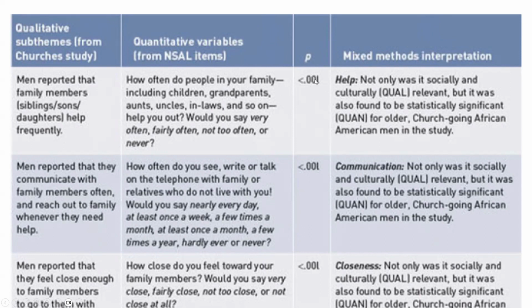P value is less than 0.001, which means it's significant. Because you did quantitative here, it's significant. Your second phase is quantitative, and it is significant. Yes, you identify this, you design the question, you tested it, it is significant. Now explain the mixed method answer in this way: not only was it socially and culturally relevant, but it was also found to be statistically significant for older African American men in the study. This is one example.